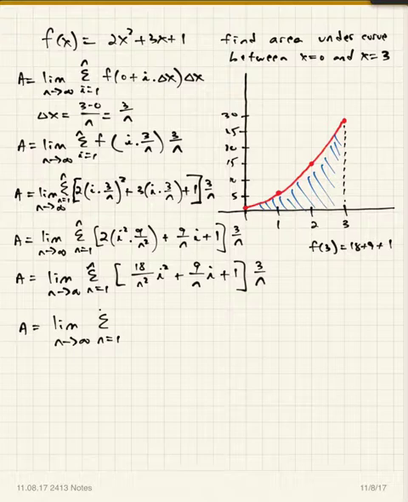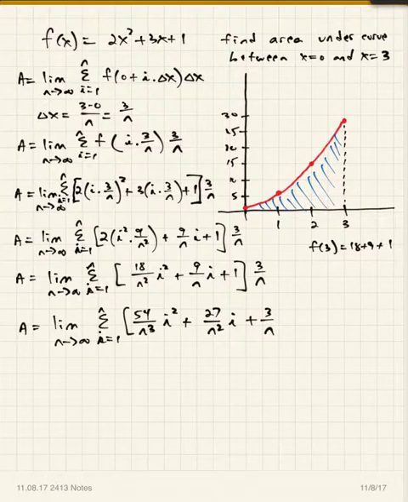I continue. I guess I'm just getting in a hurry here. These should be i's at the beginning. I could go back and redo this video, but I'm not going to. This is i goes from 1 to n, in each of these steps here. So i goes from 1 to n, and then multiply through by 3 over n, and you get 54 over n cubed times i squared, plus 27 over n squared times i, plus 3 over n. Okay, there we go.